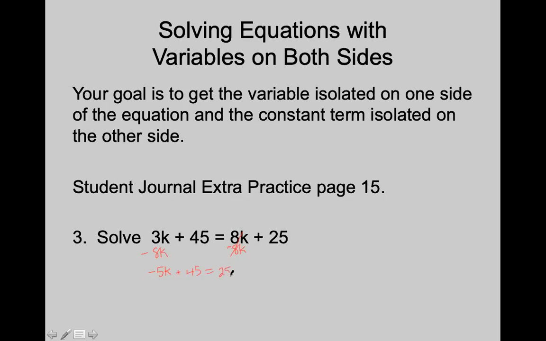So now it looks like the two-step equations we were working with last week. My next step is to subtract 45 from both sides. And I get -5k on the left is equal to, and when I simplify this, 25 minus 45 is a -20. Now we have one more step. Divide both sides by -5.